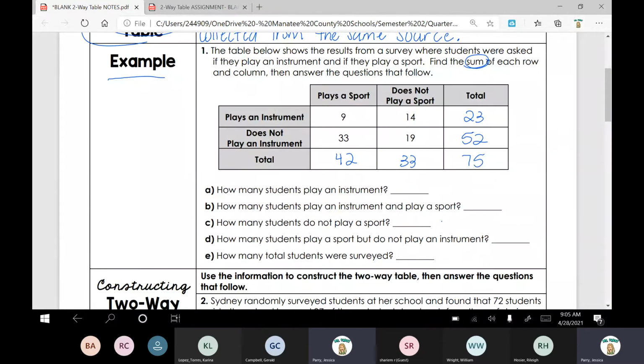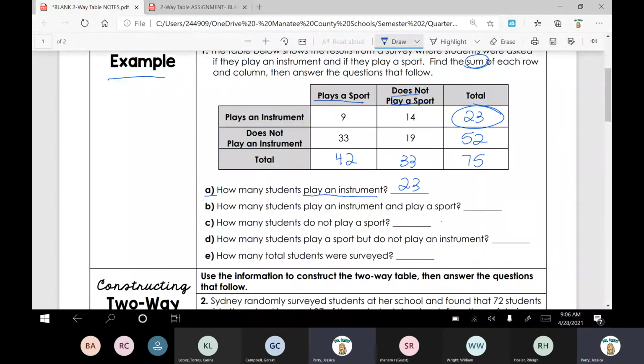So our first question, A, says, how many students play an instrument? Okay, so we've got all of our sections here: plays a sport, does not play a sport, plays an instrument, does not play an instrument. Our question: how many students play an instrument? So I need to look at this section, play an instrument. I'm looking at this area only. It doesn't ask us if they play an instrument and play a sport or do not play a sport, so we're just looking at that total number. The total number of students that do play an instrument is 23.